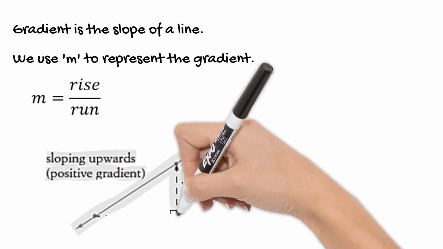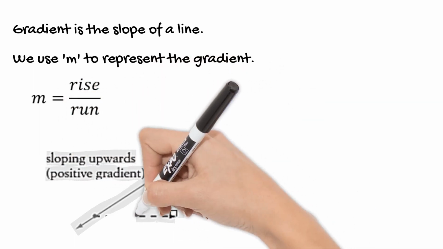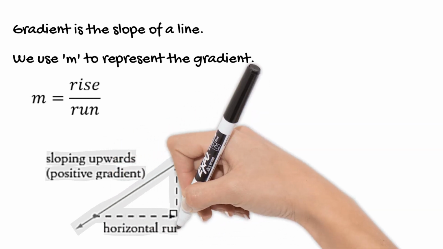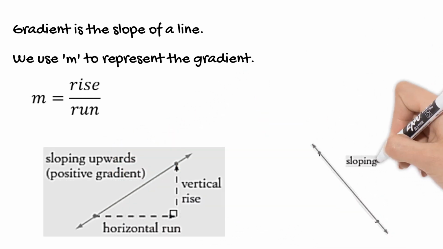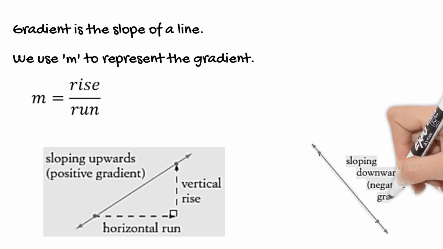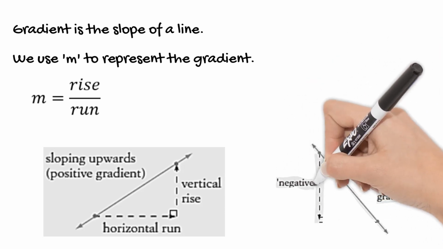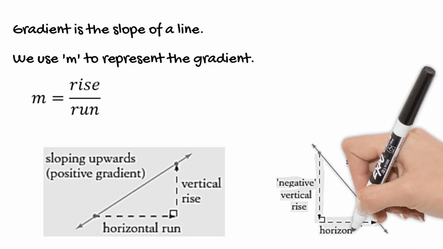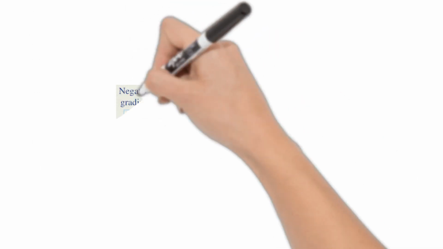Now we measure gradient from left to right. So when the line slopes upwards from left to right, that line has a positive gradient. If the line slopes downwards from left to right, that line has a negative gradient.